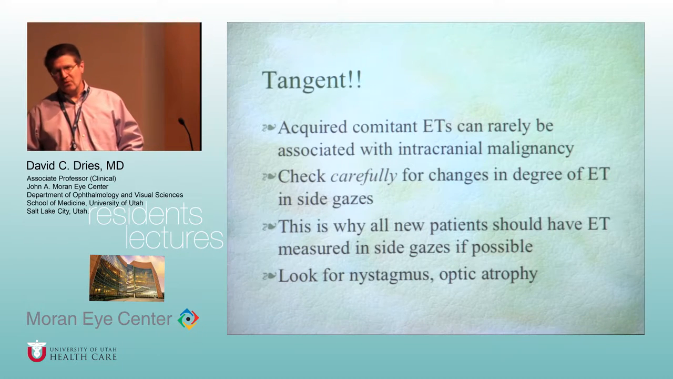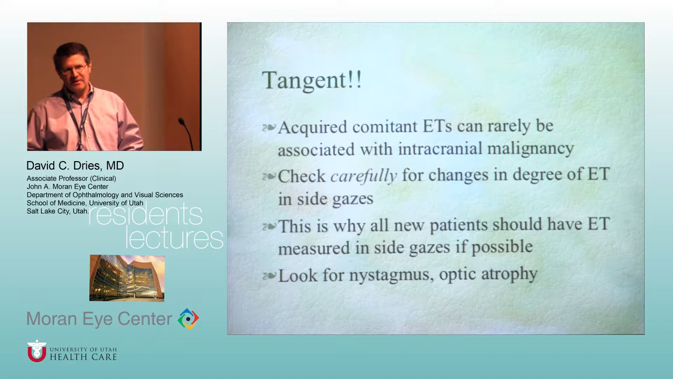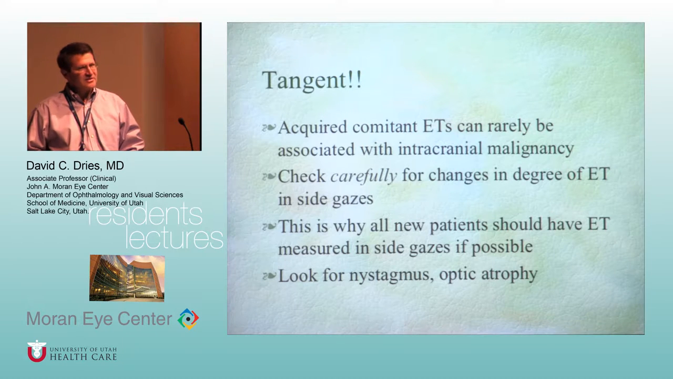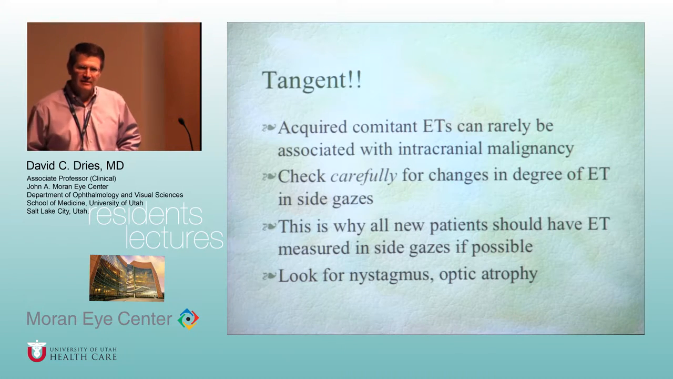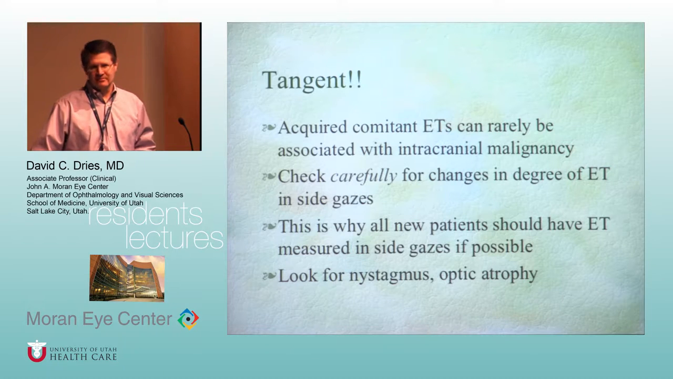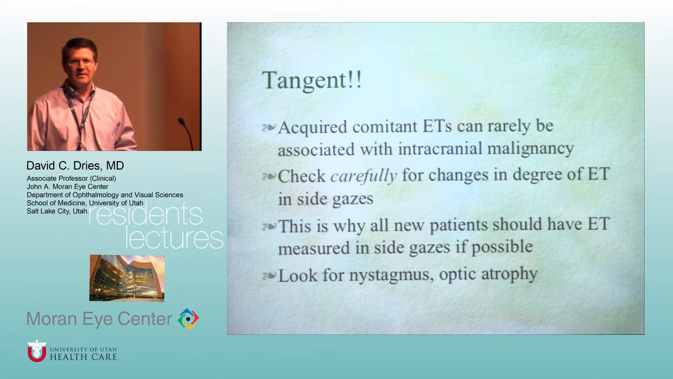But do kids with acquired non-accommodative comitant esotropias ever have brain tumors? And the answer actually is yes. And they probably have subtle abduction deficits because of hydrocephalus, but you can't detect it. So how are you going to know? Okay, how are you going to know?